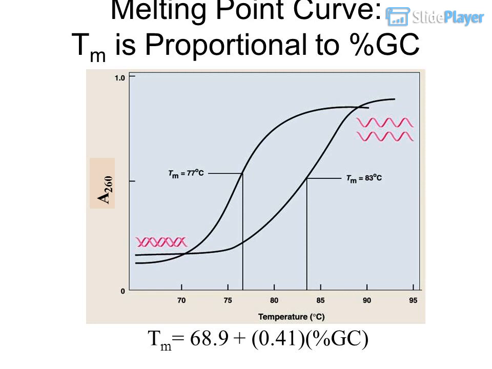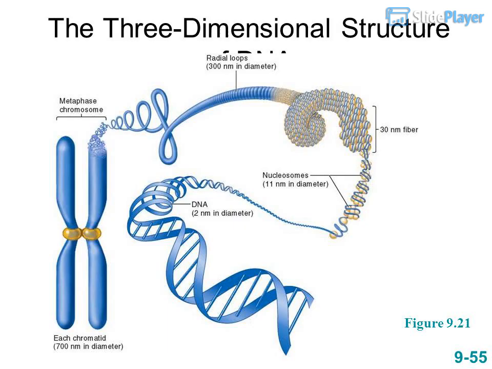Figure 10.14. Caption: Increase in UV absorbance and temperature, the hyperchromic effect, for two DNA molecules with different G triple bond C contents. The molecule with a melting point, Tm, of 83 degrees Celsius has a greater G triple bond C content than the molecule with a Tm of 77 degrees Celsius. Tm equals 68.9 plus 0.41 times %GC. The three-dimensional structure of DNA.